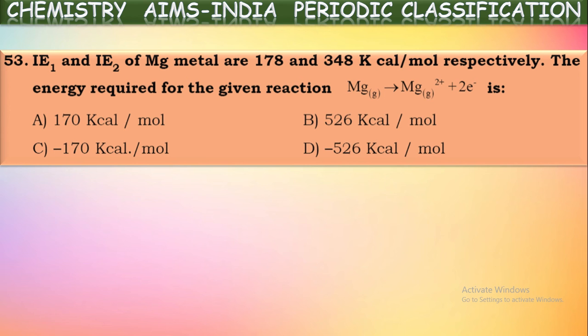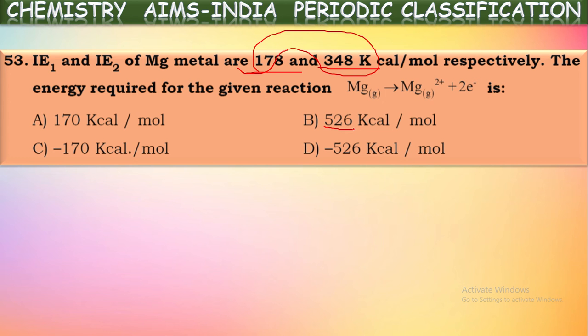I1 and I2 of magnesium metal are mentioned here in kilocalories per mole. The energy required to convert magnesium into magnesium plus 2 ion. To convert magnesium into magnesium plus 2 ion, 2 electrons have to be removed from magnesium. First 1 electron will be removed; for that this much amount of energy is utilized. For the removal of the second electron, this amount of energy is required. So totally to convert magnesium into magnesium plus 2 ion, the sum of these two energies will be utilized by magnesium. What will be that?